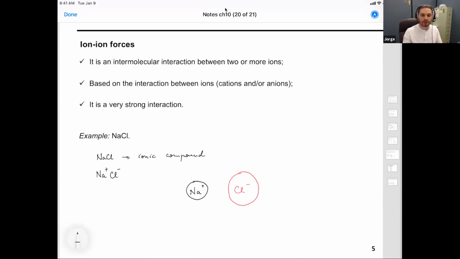Now, of course, the positive charge of the sodium will attract the negative charge of the chloride ion, and this kind of interaction is labeled as ion-ion forces. It is a very strong interaction because we have a positive charge attracting a negative charge. And that's going to rank at the top of the intermolecular interactions. Okay, so this is the strongest interaction possible.